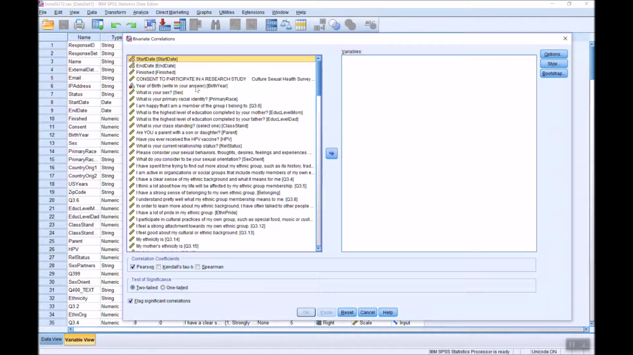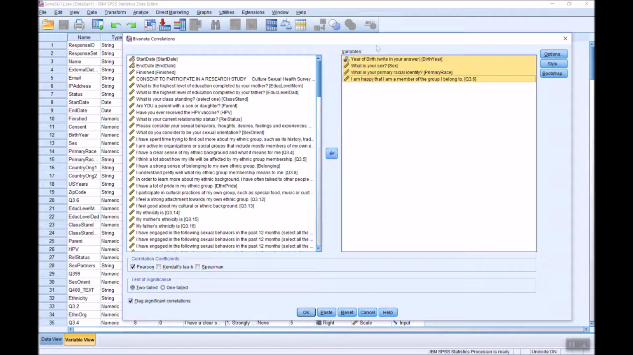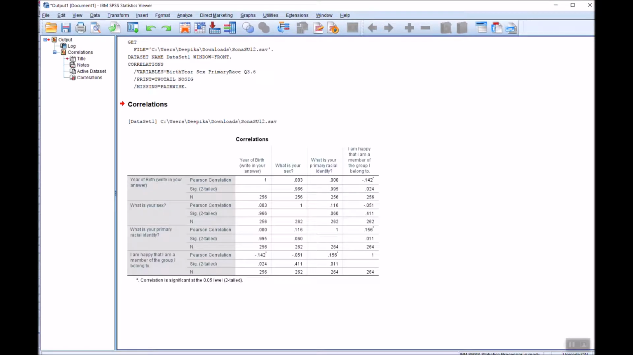Like I mentioned, I'm interested in the relationship between age, sex, racial identity, and whether there's a significant relationship between any of these three variables and how happy you are with being in your ethnic group. So I click on all of them, holding Control to make sure all four are highlighted, or you can do them individually as well. Then I click on this arrow button to move them over here. Then I click OK, and this output window opens and it tells me my correlations.